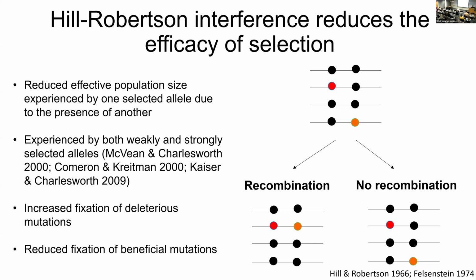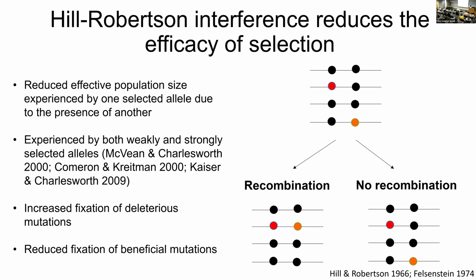Initially people thought that this was mostly experienced in cases of mild selection, but previous work has shown that it's experienced by both weakly and strongly selected alleles, so it's quite a prevalent force. It ends up increasing the fixation of deleterious mutations, and it can reduce the fixation of beneficial mutations, the exact opposite of what you would expect. So we thought that with these sorts of organisms, maybe you're not going to be able to infer selection very well if you don't account for this linkage.